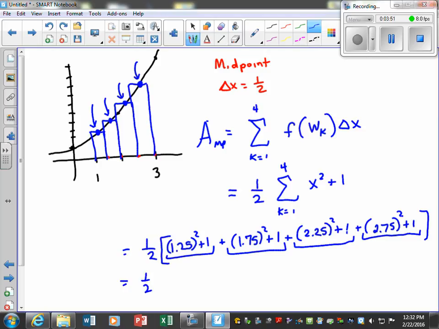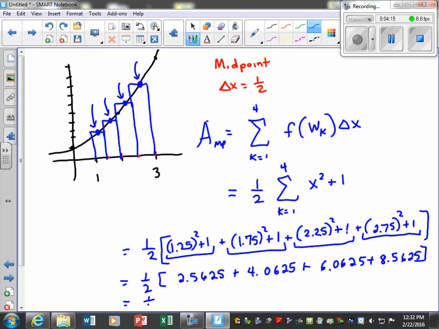So I get my first one at 2.5625. And you can plug these in your calculators and check these results. 6.0625 and 8.5625. And when we add them all up and then multiply by 1/2, we get 1/2 times, it looks like 21.25, which is approximately 10.625 units squared.